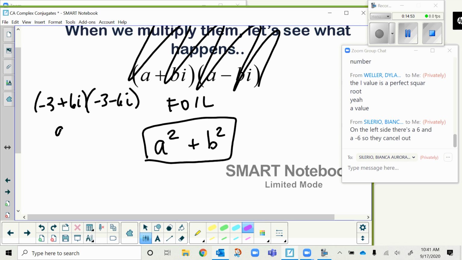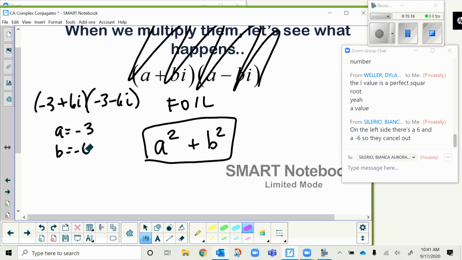The A value is -3. The B value is -6. Notice it does not include the i. Right? I said that a whole bunch the other day, almost to the point of annoying. Maybe it was to the point of annoying. But this is one of the reasons why, so that when we get to this shortcut right here, we know exactly what we're plugging in.